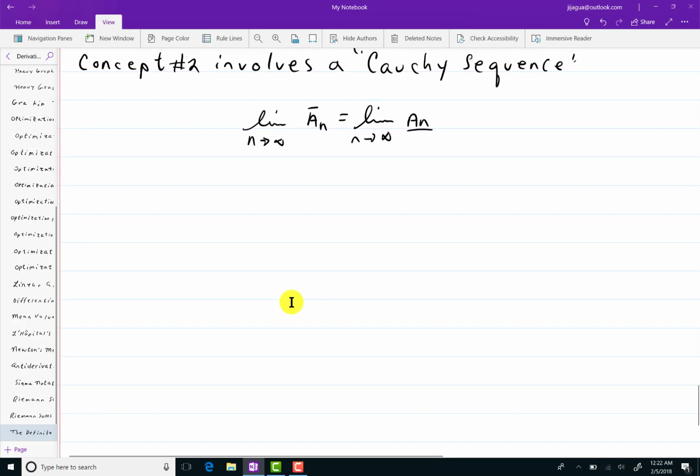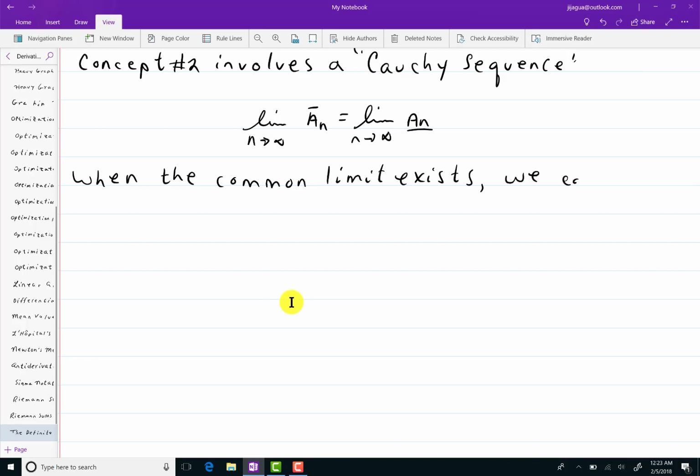So I'll stop there. When the limit does exist, and now you know that it does if you have a continuous function, when the common limit exists, we call it the definite integral.